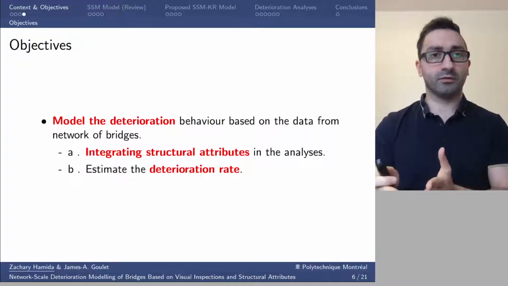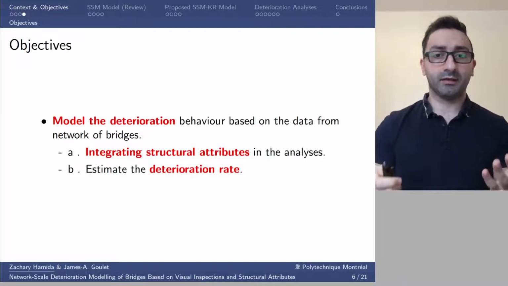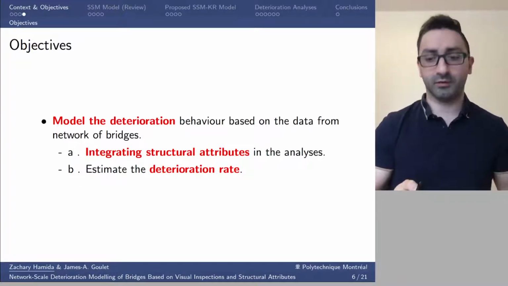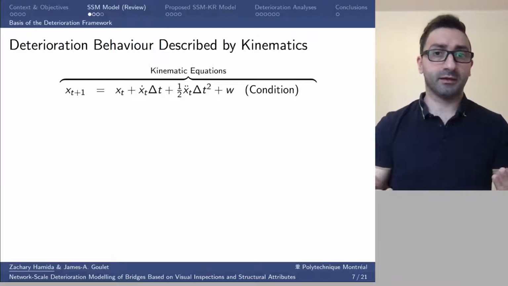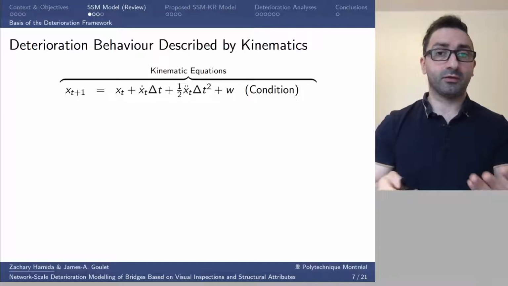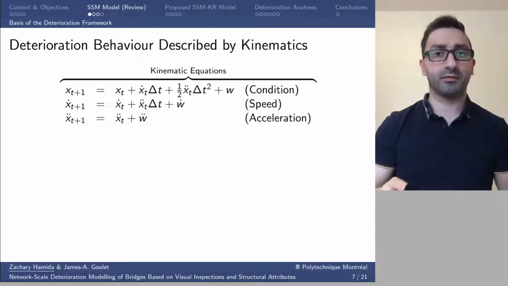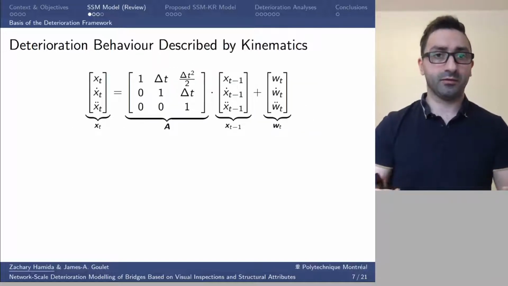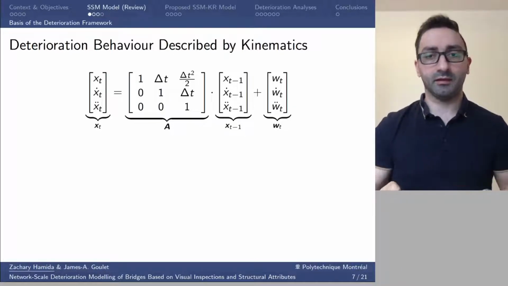In order to do so, first let's have a look at an existing approach that allows modeling the deterioration based on visual inspection data. This approach relies on describing the deterioration by a kinematic model, where we have the kinematic equations for the condition, the speed, and acceleration. These kinematic equations can be represented in matrix form, as you see here, where x_t is the state at time t, and we have the matrix A, x_{t-1}, and w_t.